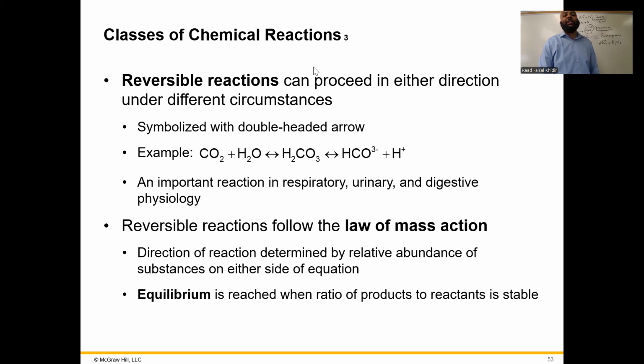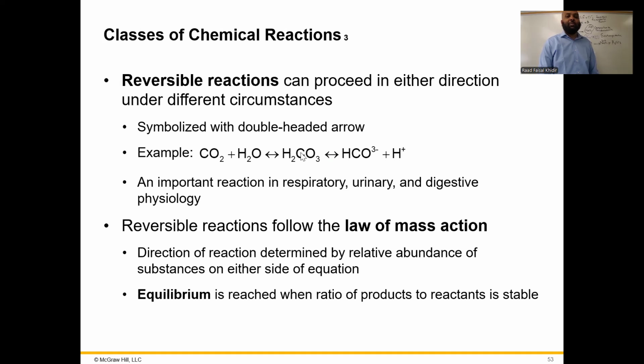Okay, reversible reactions. Reversible reactions can proceed in either direction under different circumstances. So it depends on where the stress is. So look at this example. You have CO2 plus water will give you carbonic acid. If there is a lot of carbon dioxide, the reaction is going to push this way. We're going to make a lot of carbonic acid. But if there is a lot of hydrogen proton, the reaction is going to move this way. Then we're going to start to absorb the hydrogen proton and make bicarbonate.